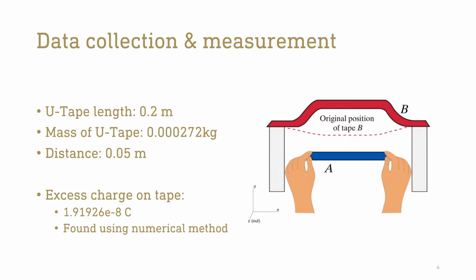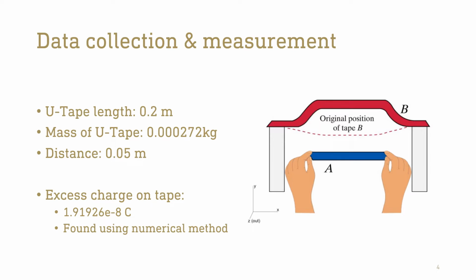In order to measure the amount of charge on one of these tapes, a charged tape was suspended in between two objects, and another charged tape was placed directly underneath it. The tapes were brought together slowly until the first piece of tape started bending outwards, meaning that the electric force on it was equal to the force due to gravity. This occurred when the two pieces of tape were 0.05 meters apart.